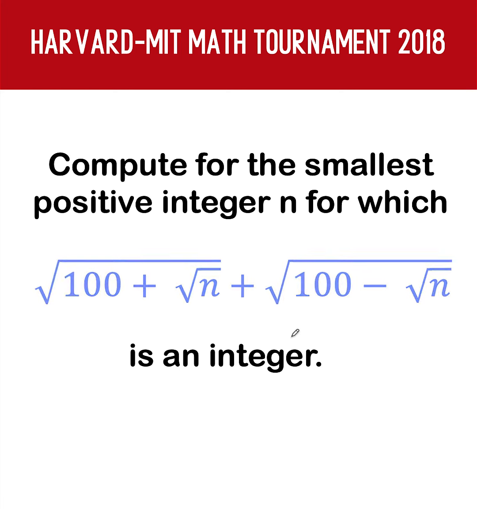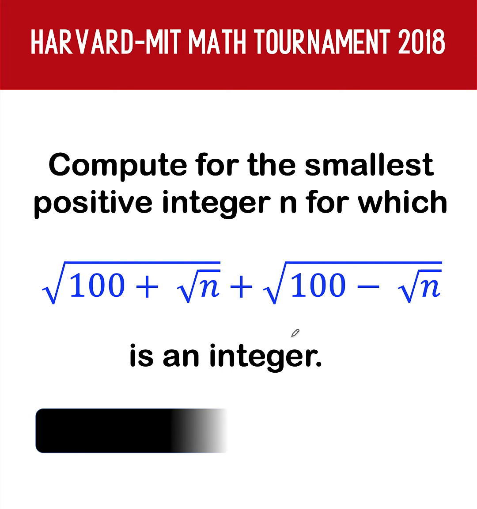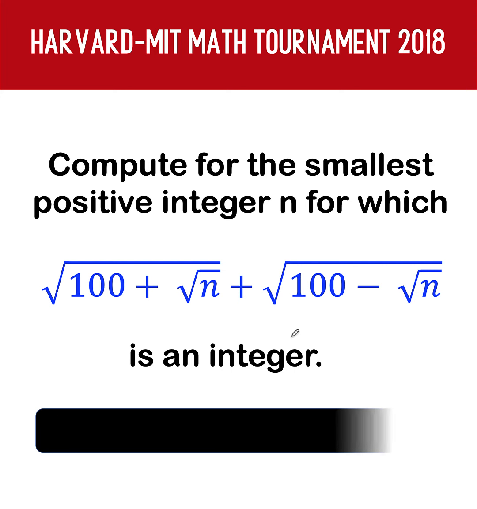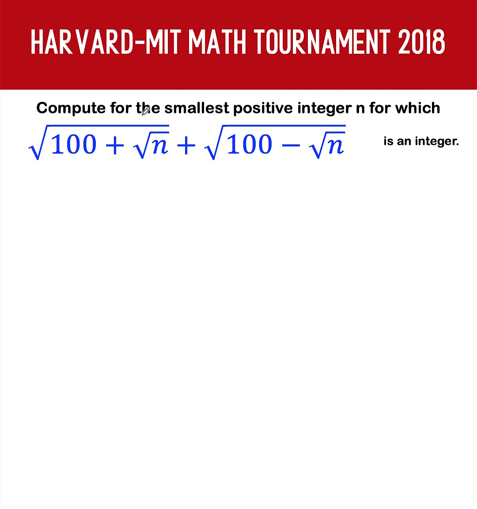You can pause the video and see if you can solve this Harvard MIT Math Tournament problem. Now let's solve this problem together. Let's take note that we are solving here for the smallest positive integer n, such that when you substitute that n into this expression, the resulting value is also another integer. So, what are the positive integers? These are 1, 2, 3, 4, and so on, or the positive whole numbers. 0 is not included in the solution here.